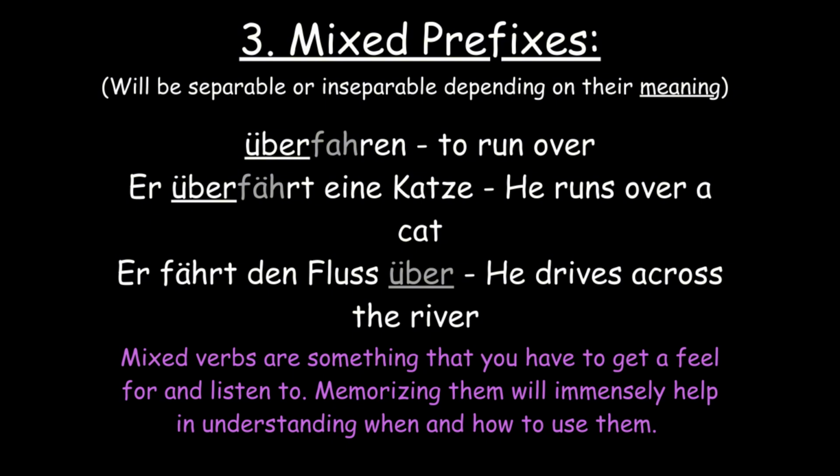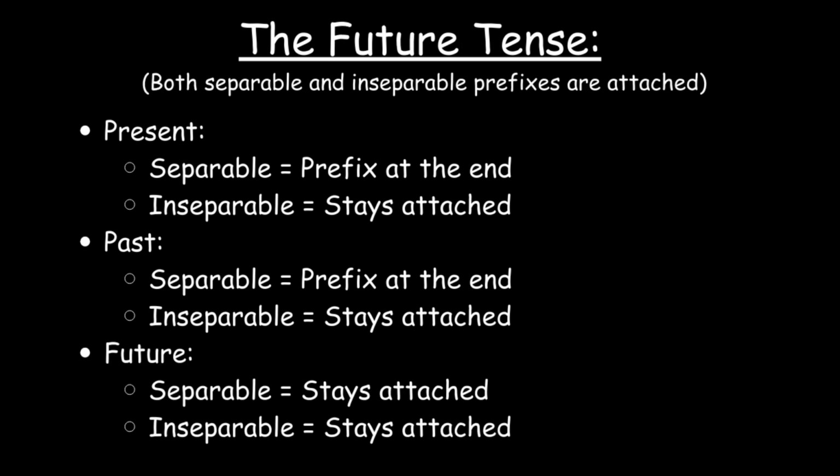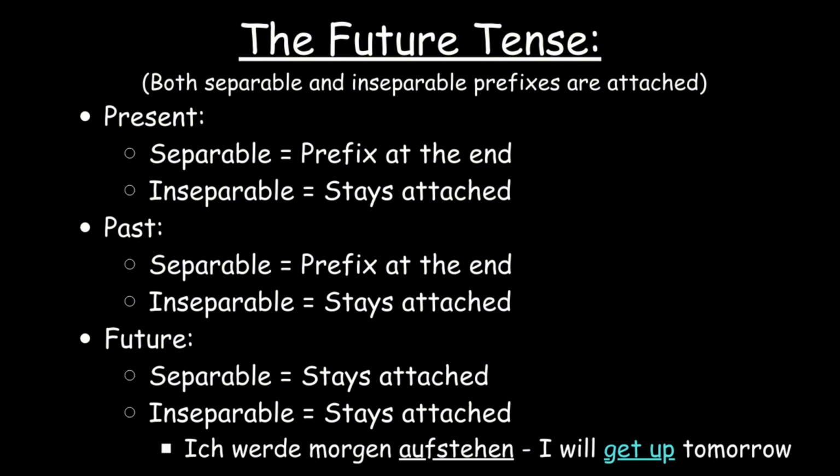Aside from these verbs, other concepts need to be explained. For instance, when it comes to the past tense, the pattern for separable and inseparable verbs will be the same as in the present, but in the future tense, both separable and inseparable prefixes are attached, so it's something to know, like ich werde morgen aufstehen. I will get up tomorrow. This is due to the verb being used as an infinitive.